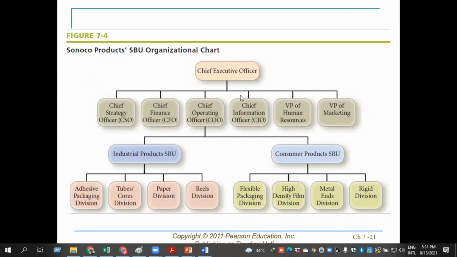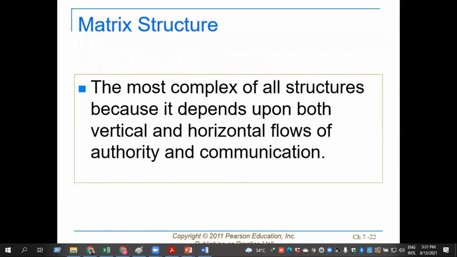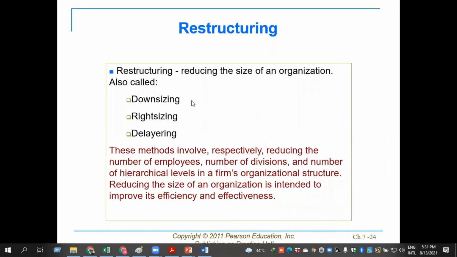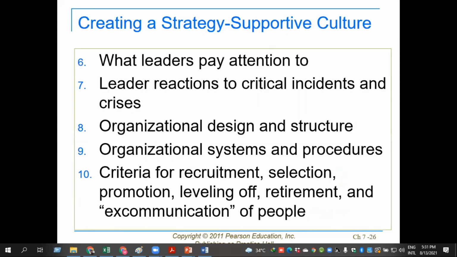You will see that you can say, sir, this is a functional kind of structure, but that functional structure is equally serving the industrial product SBU and the consumer product SBU. So if your functional area is equally serving the different kinds of processes, that becomes an SBU kind of organization chart. It also has some advantages and disadvantages. I think you can go through all this. And the last one is the mixed structure.